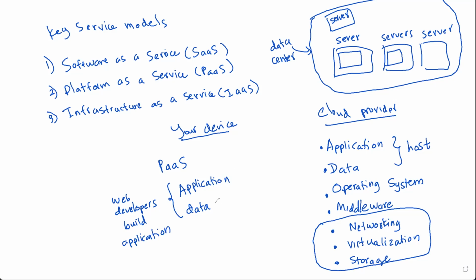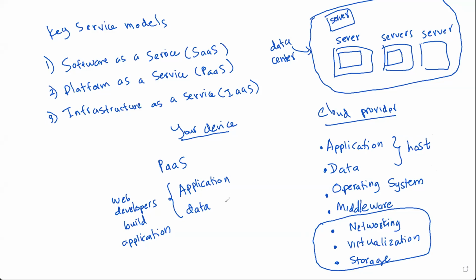So in the cloud, they are designing and developing applications and data input and data management methods. They are building it on top of the resources that are provided by the cloud server. So the cloud server is providing other things: operating system, middleware, networking, virtualization, storage. So these services are provided by the cloud server.